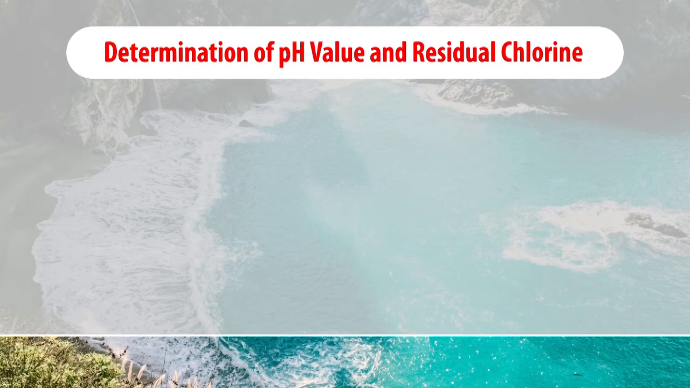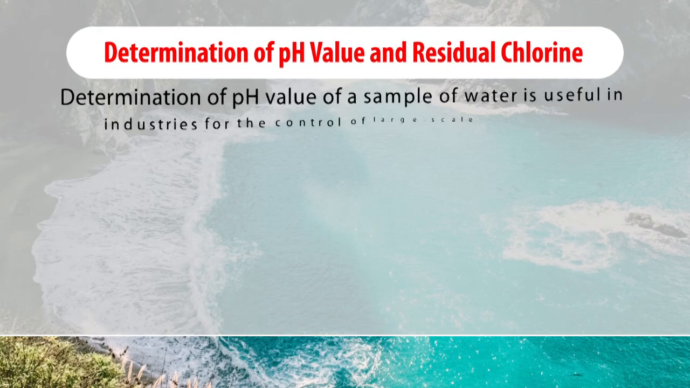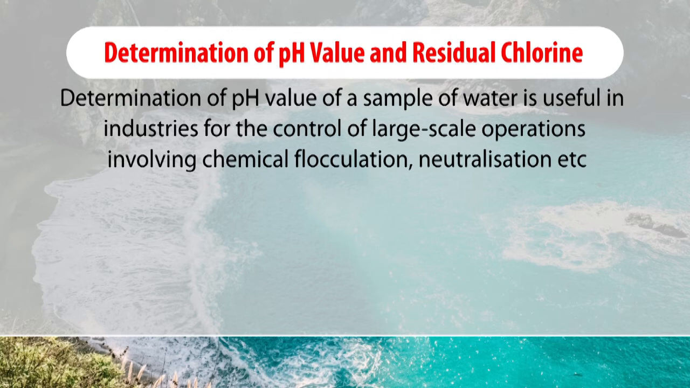Determination of pH value and residual chlorine. Determination of pH value of a sample of water is useful in industries for the control of large scale operations involving chemical flocculation, neutralization, etc.